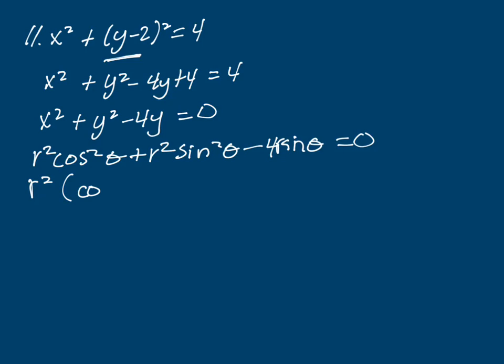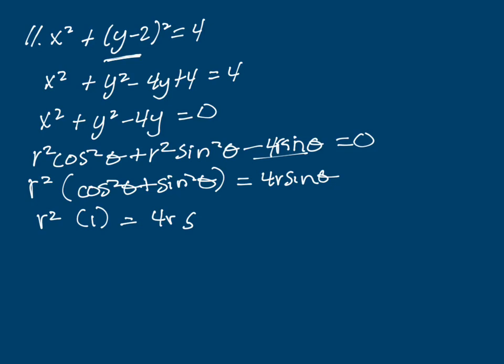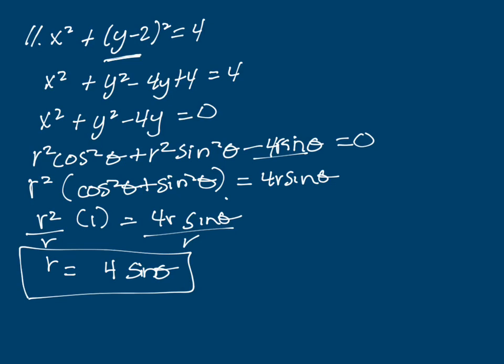So take an r squared out, and we get cosine squared theta plus sine squared theta. Let's put 4r sine theta on the other side. So r squared times 1 equals 4r sine theta. Divide by r, and r equals 4 sine theta. So that's the right answer. r equals 4 sine theta. And one more of this kind, number 12.